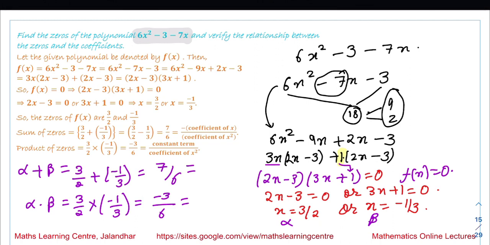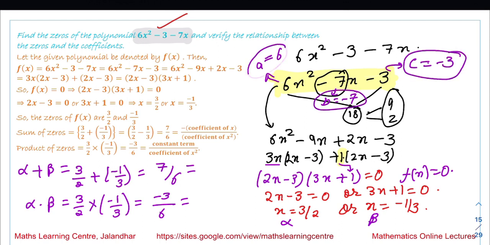We are not looking at this polynomial now. We are looking at this polynomial over here. This is the standard form we are talking about. So this is the value of A, this is B, this is C. We have the value of A equal to 6, B equal to minus 7, C equal to minus 3. These are the three values that we have.